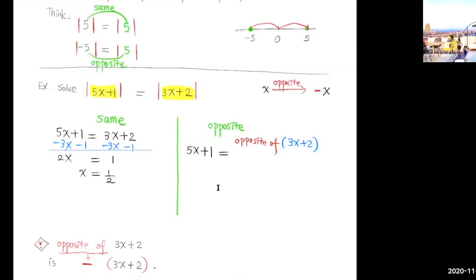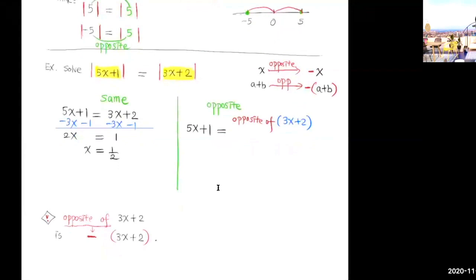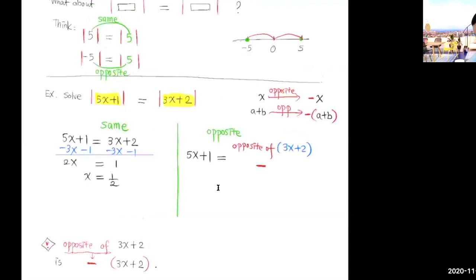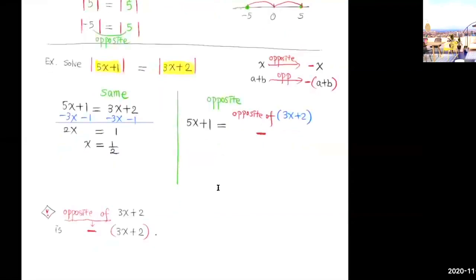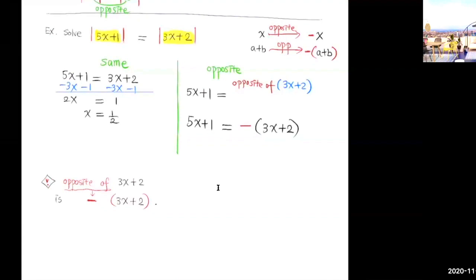So the opposite of, say, a plus b is a negative sign in front, and then parentheses, a plus b, right? The opposite of a quantity, you just multiply by -1, which is the same as having a negative sign in front, and then putting that whole quantity in the parentheses. So for the opposite of 3x plus 2, you have this opposite sign right here, and then you have 3x plus 2 over here. 5x plus 1 equal to the opposite of 3x plus 2. So that's what it stands for.